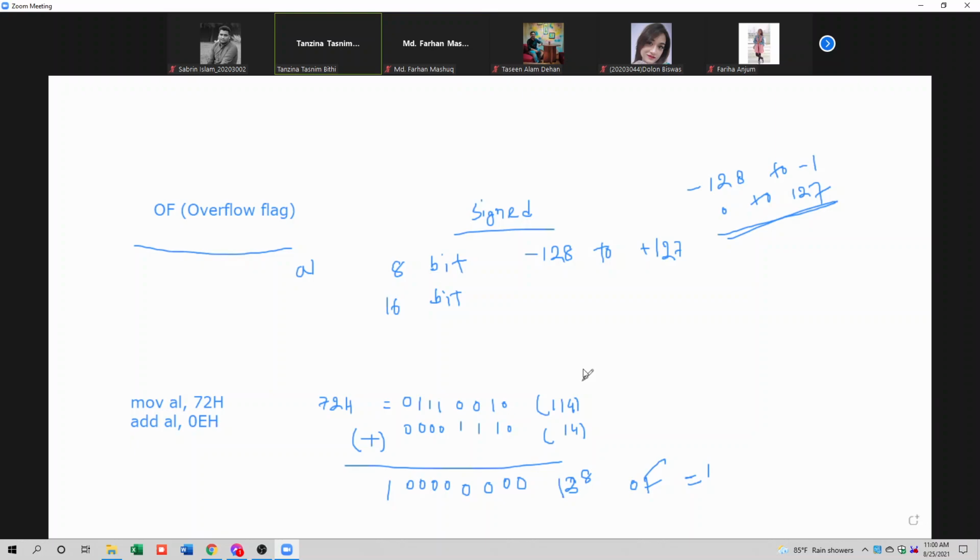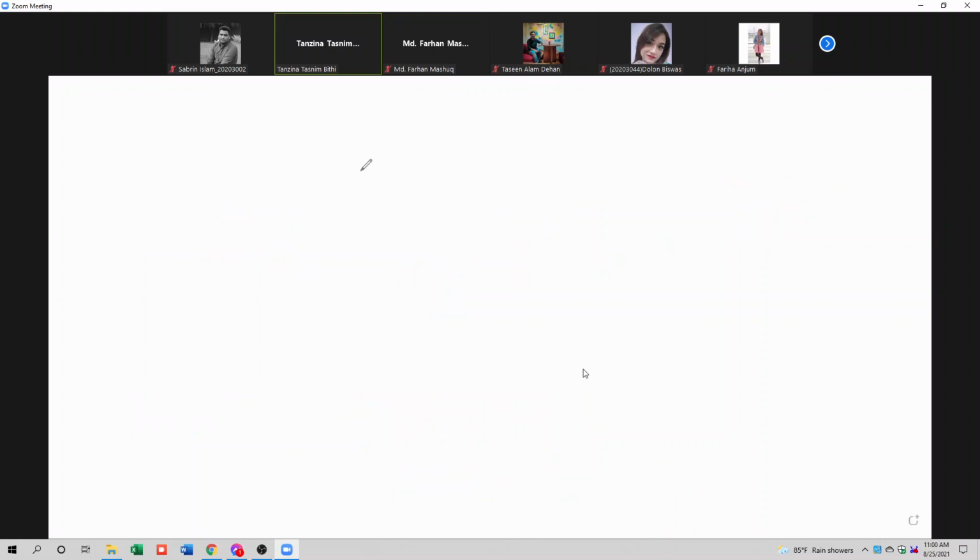Okay, so when the numbers are unsigned numbers, and after the operation we get a carry or borrow bit, then the carry flag register's value will be changed. But if the operation is done on signed numbers, and we get some carry or borrow, then the value of the overflow register will be changed. So signed numbers are related to the overflow flag register, and unsigned numbers are related to the carry flag register. Clear? Yes, clear, ma'am.